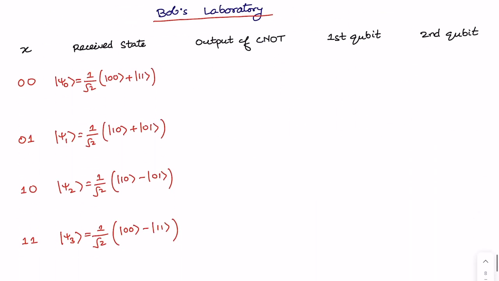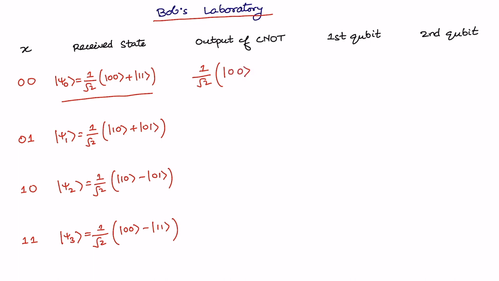Now, in Bob's laboratory, suppose the received qubit is psi 0. Then as a result of the CNOT operation by Bob, the output would be 1 by root 2, because now Alice's qubit is going to be the control qubit, so Bob's qubit will remain as it is. If it is 0, it will be 0. We are just applying the CNOT gate operation.